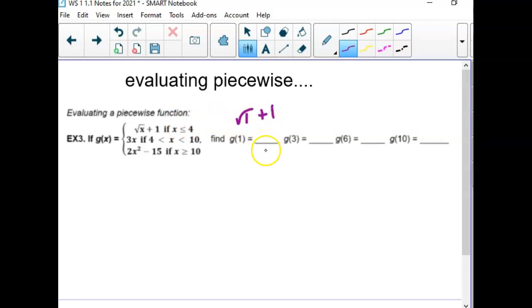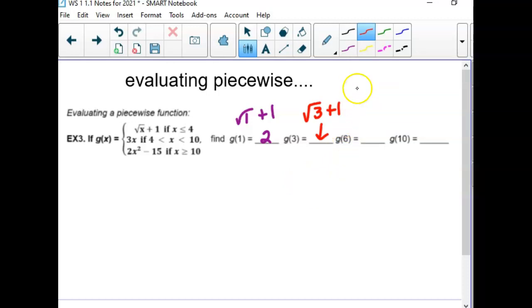Guys, what's the square root of 1? It's just 1. It's not plus or minus 1, it's just 1. So 1 plus 1 would become 2. Then it says put in a 3. Now 3 is still less than 4, right? So I'm putting in square root of 3 plus 1, which does not simplify. So you could get an approximation by a decimal, but I'm just going to write down square root of 3 plus 1.